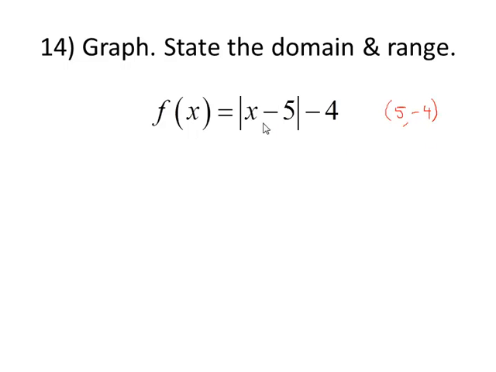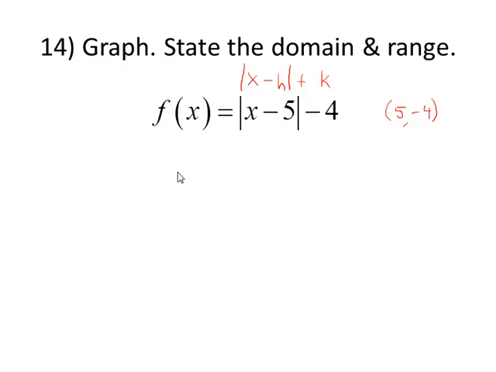Recall |x minus h| plus k. x minus 5, so h is 5. This is the same as plus -4, so -4 will be the value of k. A lot of students think of this as the opposite of the value inside, but the same as the value outside. Really, you want to think about trying to get into this |x minus h| plus k form.